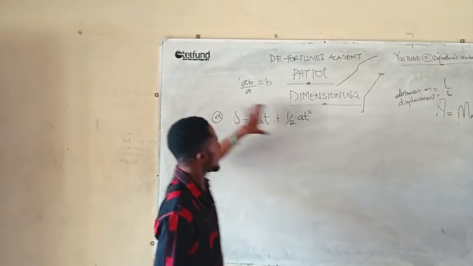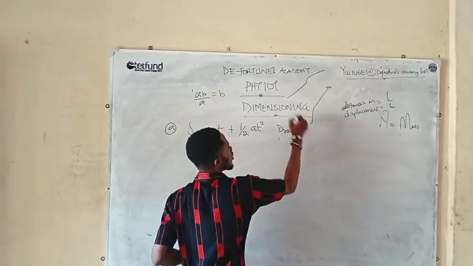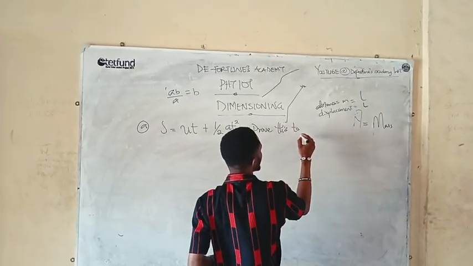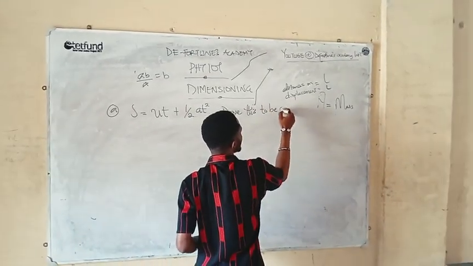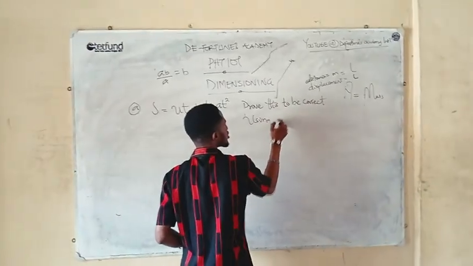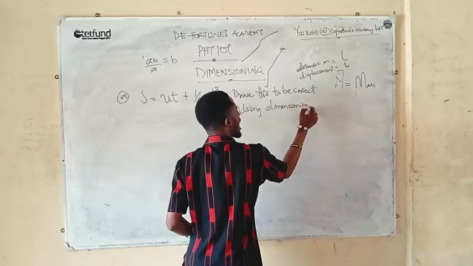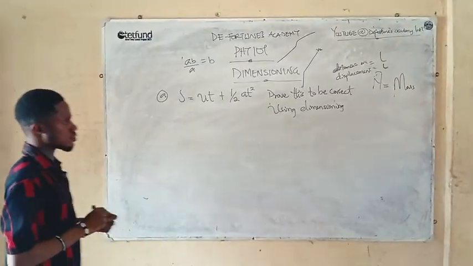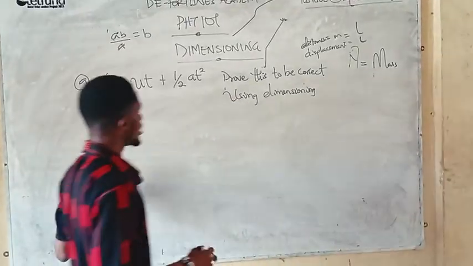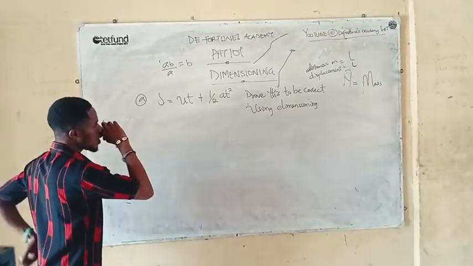We have this formula. We want to prove. They say prove this to be correct using dimensioning. So this is what you'll be asked in your first semester, your exams, your test, your JAMB. Peradventure, I can give you this. You say, prove that this is correct. We give you options. Okay, let's play with it.